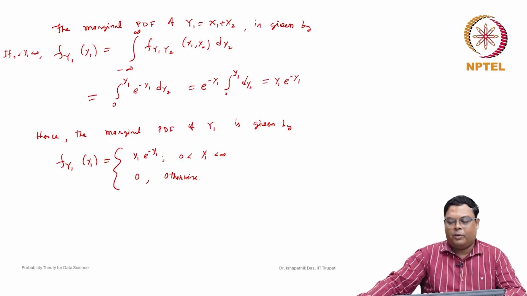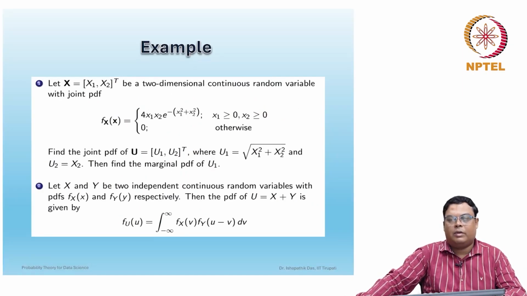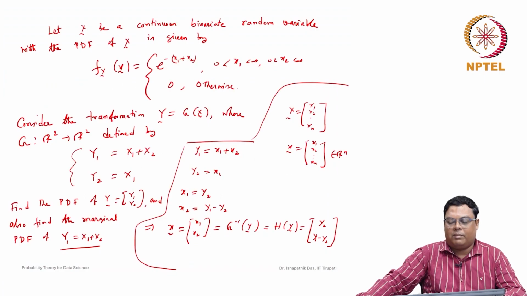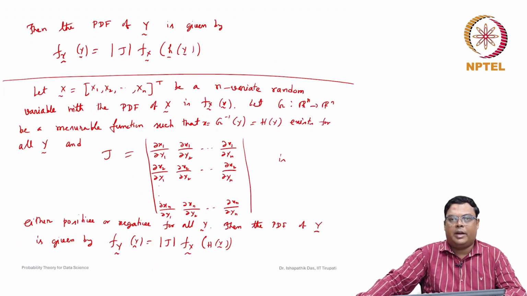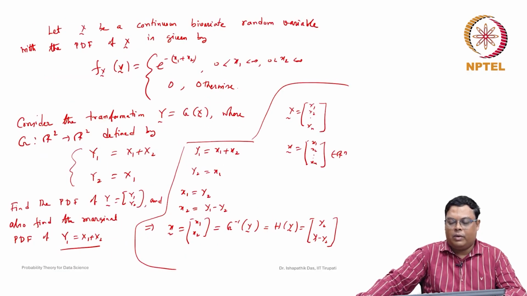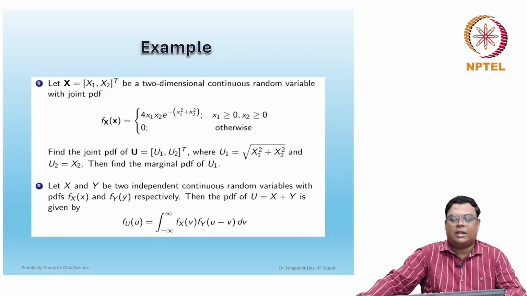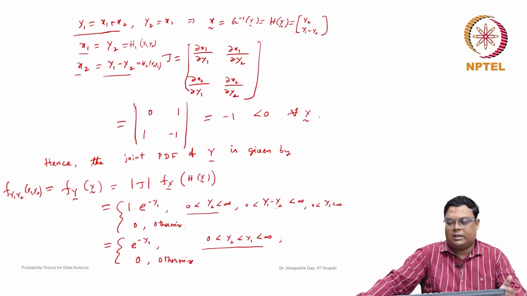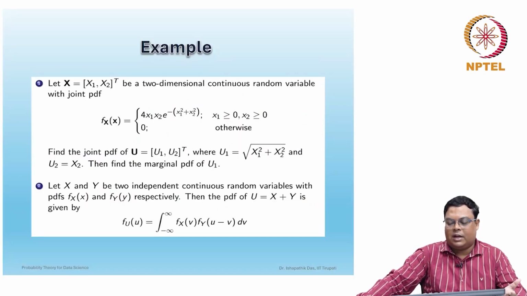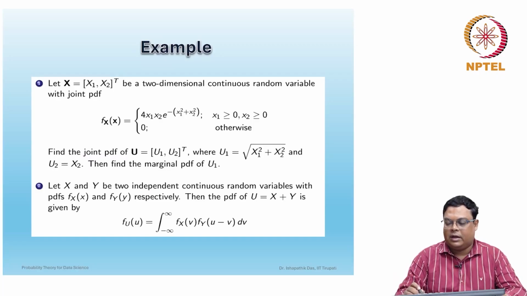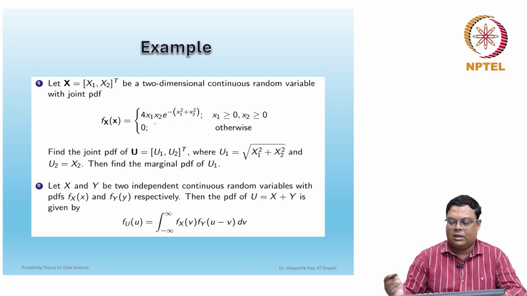Hopefully you have understood this concept, how to use the transformation of random variables for finding the joint probability density function for a transformed random variable. We will do more numerical examples to understand it better. This one is a simple example, and the next is a little more complicated, needing a little more computation, because the joint density function is given by this function and you can also see the transformation.